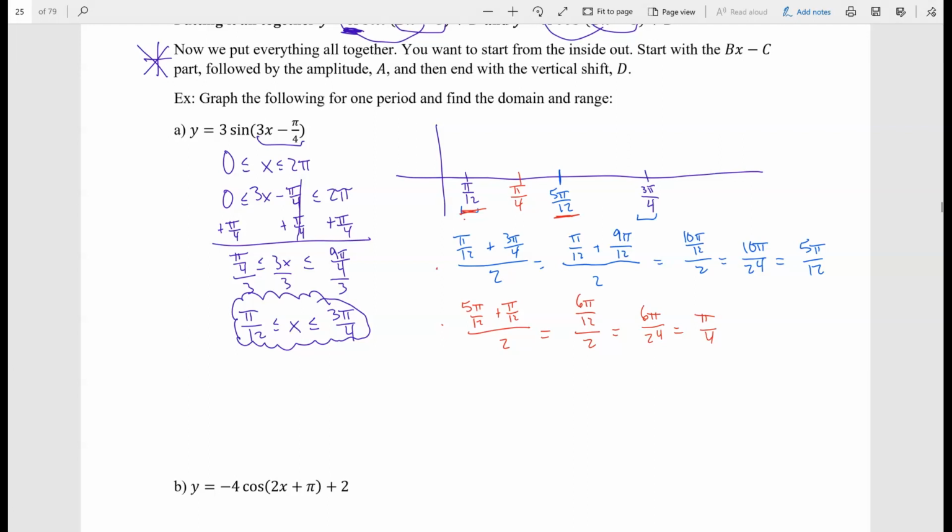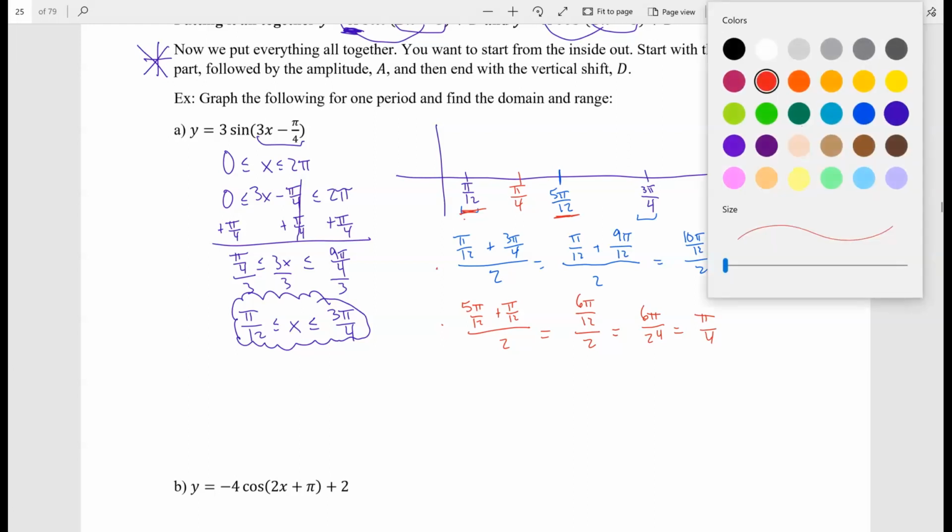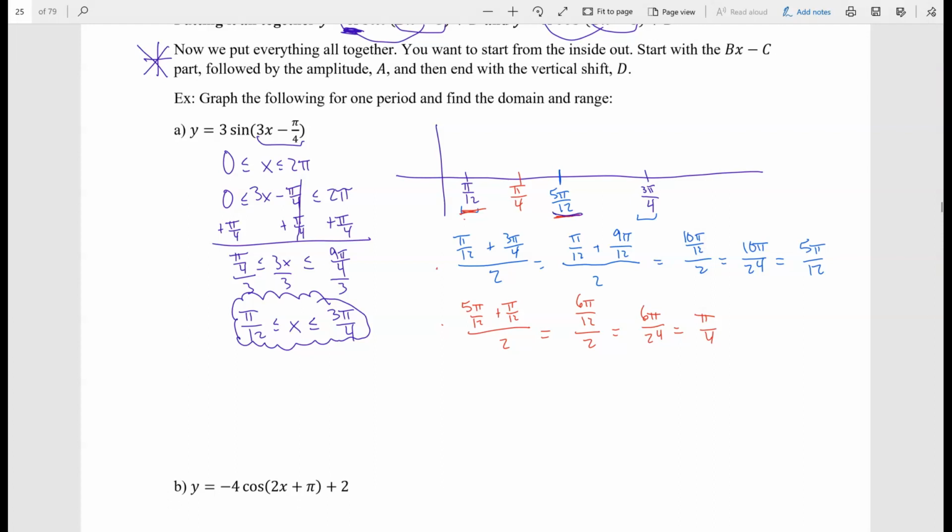Okay. And now finally, all we have to do is find the other part, which is going to be this and then this. So it's going to be 5 pi over 12 plus 3 pi over 4 divided by 2. This one I'm just going to put in the calculator. So we're going to have 5 pi over 12 plus 3 pi over 4, and we're going to divide this by 2, and we're going to get 7 pi over 12. Okay, so this is going to be 7 pi over 12.